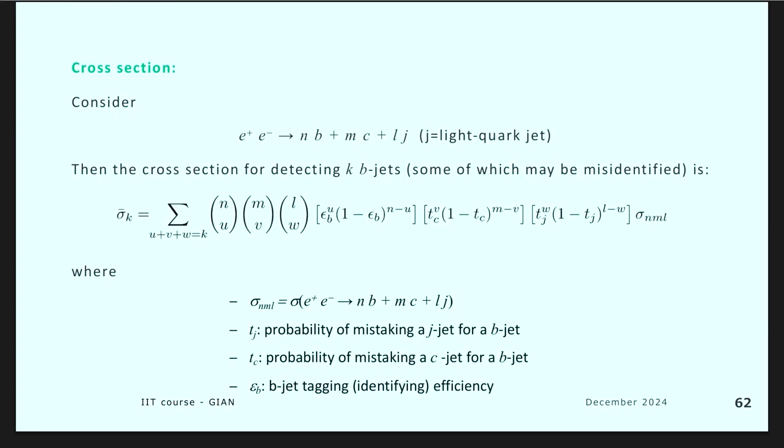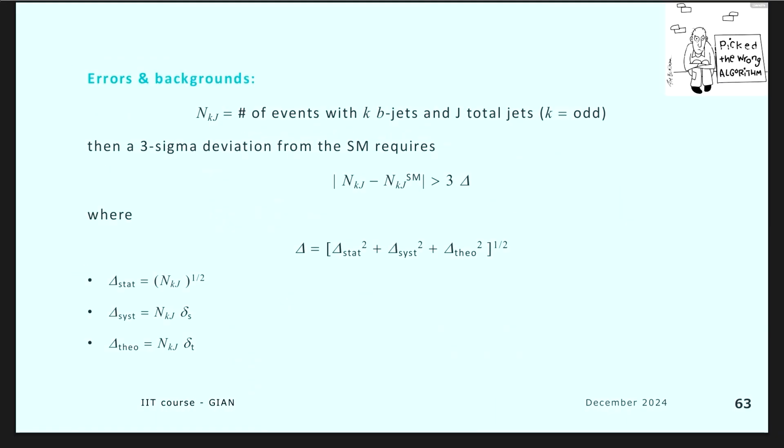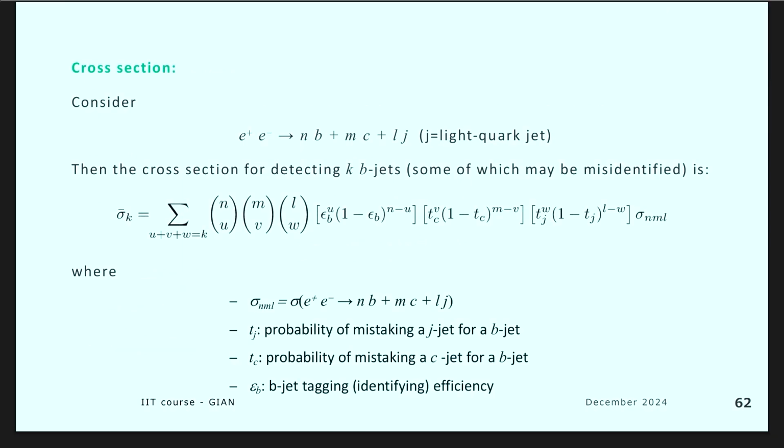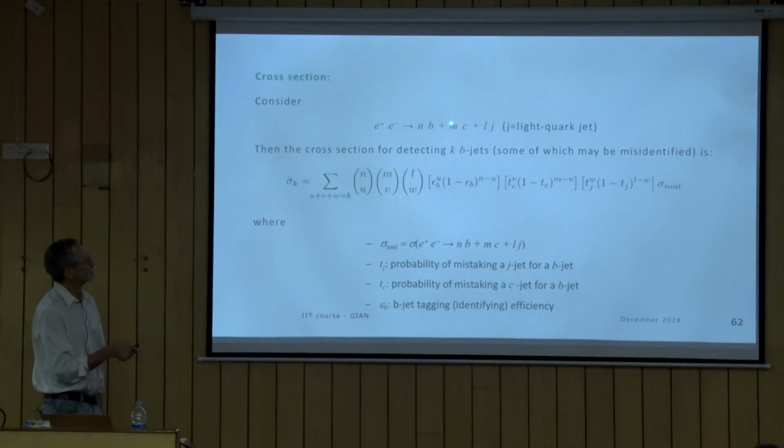All right. And now we have errors and backgrounds. So let me call this N_kJ, the total number of events with k B jets and J total jets. This is calculated for this type of construction where n plus m plus l is equal to capital J.